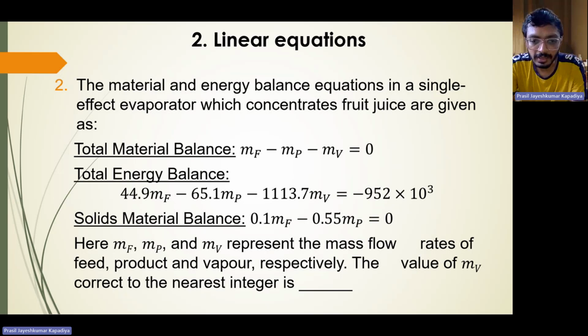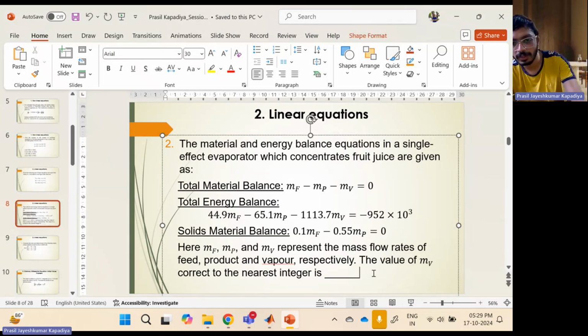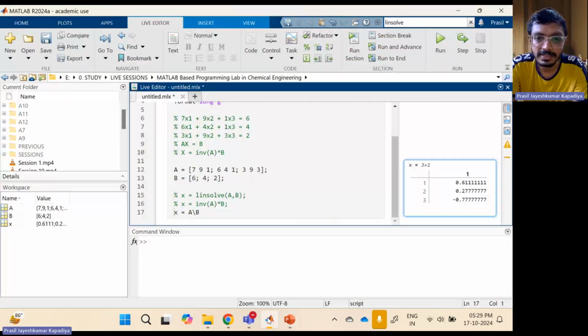The value of MV correct to the nearest integer is. So we are supposed to find the value of MV. Okay, so let's do the same exercise.